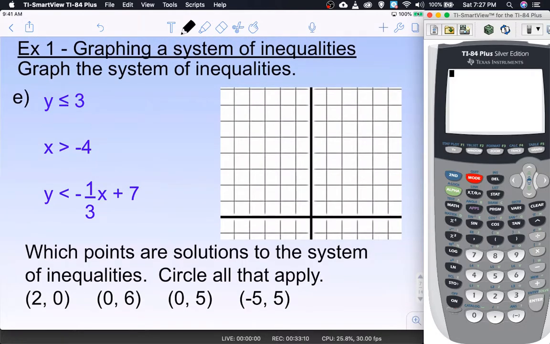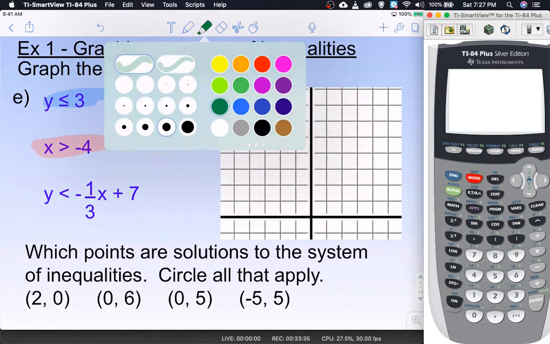Okay, here's one for you that has 3 inequalities as well. Go ahead and pause the video, graph these 3 on your own. When you're ready to continue, hit play, and we will go through it together. All right, so let's do it. I've got blue, I've got red, I've got green.